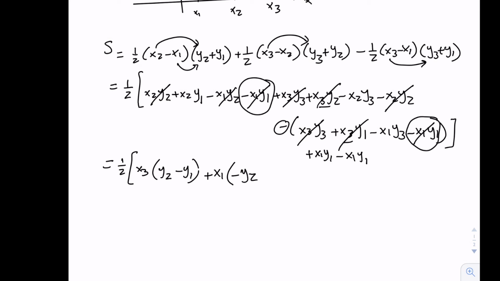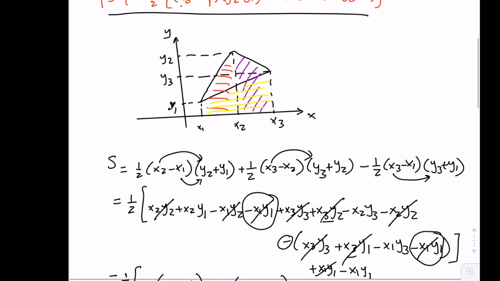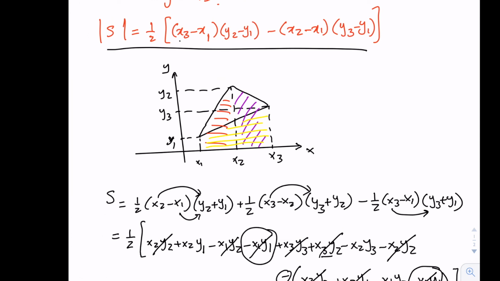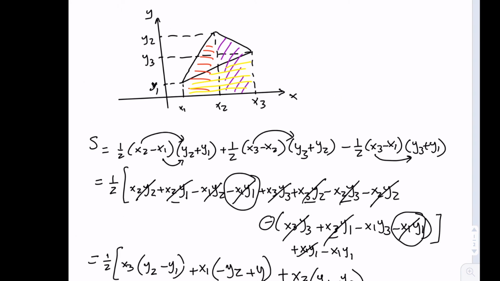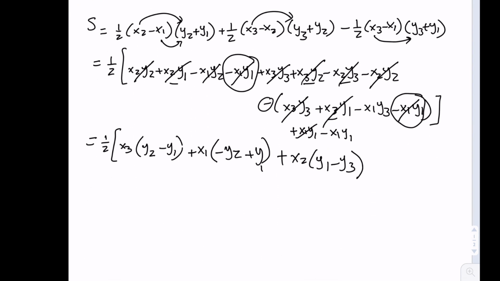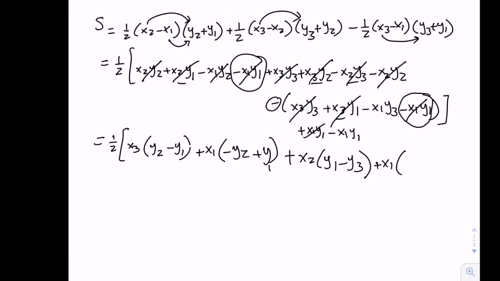So we have x1 y1 from this term. Then we need to factor x2. So we will get x2 times y1 from this term minus y3 from this term. And then lastly, we need to factor x1. So plus x1 y3 from this term, and this negative sign will go with this negative sign, minus y1.